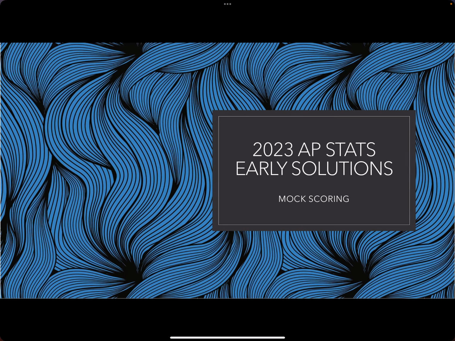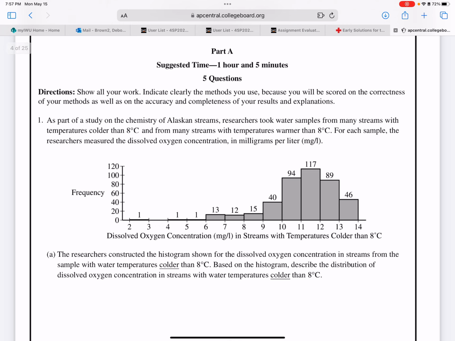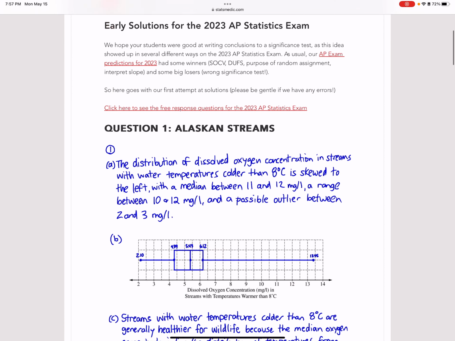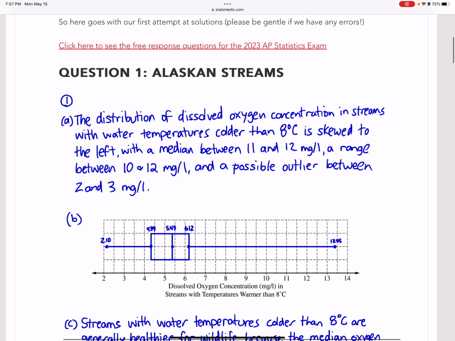Okay, so the first question, I'm going to go to the question itself. You can read it if you'd like, but basically what you're supposed to do is describe the histogram, and the histogram for A is basically center and spread. So the center is going to be the median between 11 and 12 milligrams per liter. There's not any unusual features.